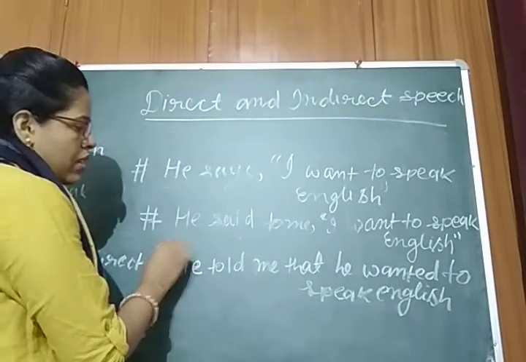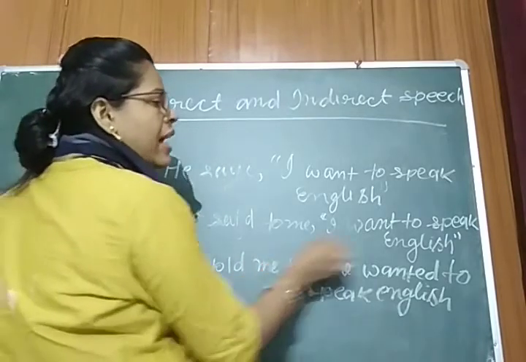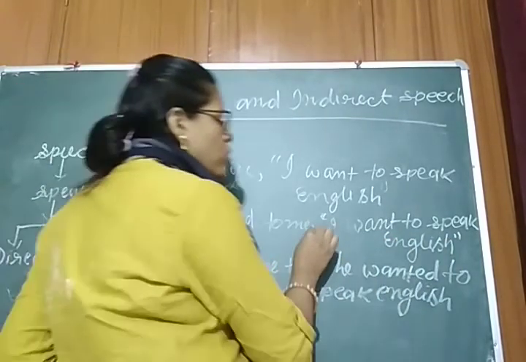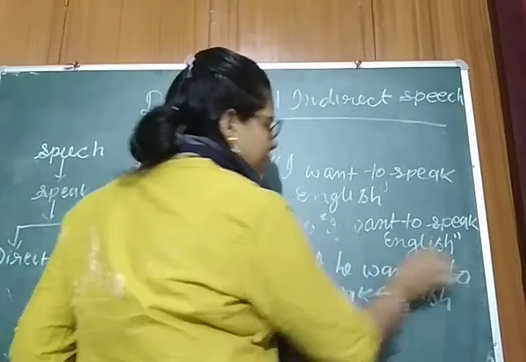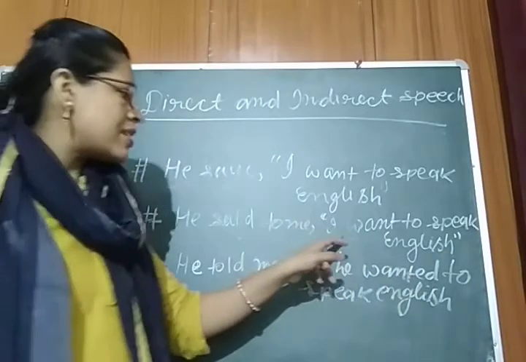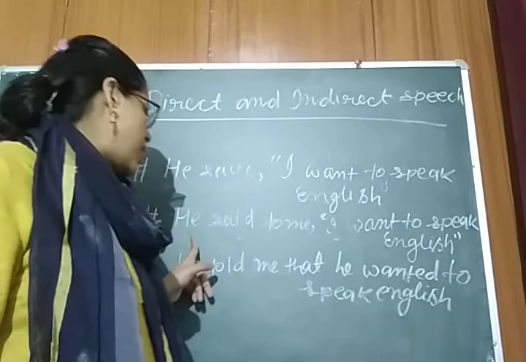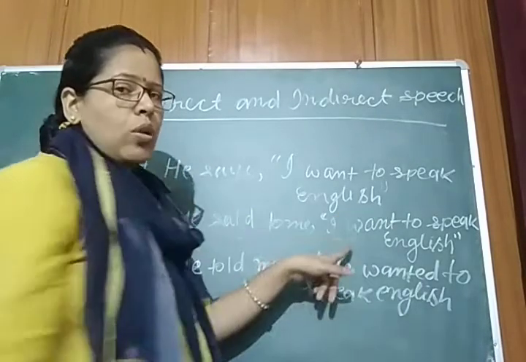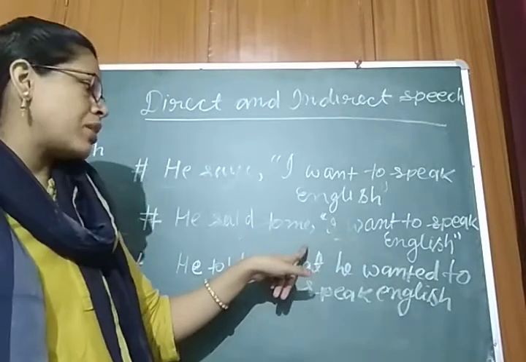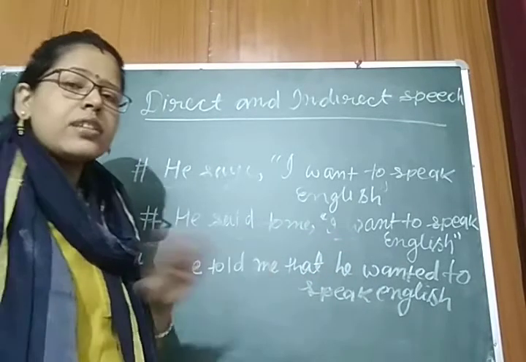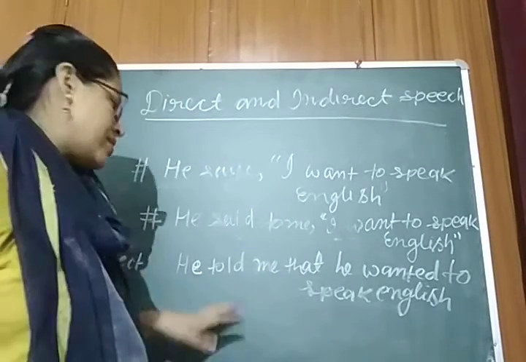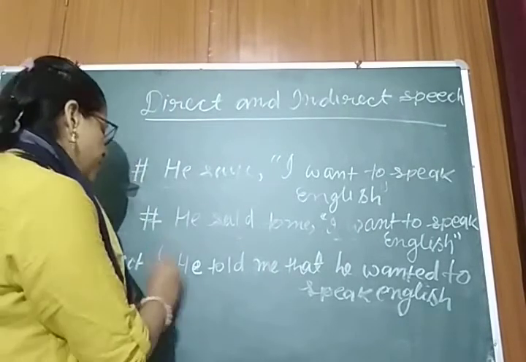Come to the next one: He said to me, "I want to speak English." Similarly, this one is also an example of direct speech. Why? Because the statement given by the subject is written inside the double inverted commas, and that is why it is an example of direct speech. There is no change in conveying the message.